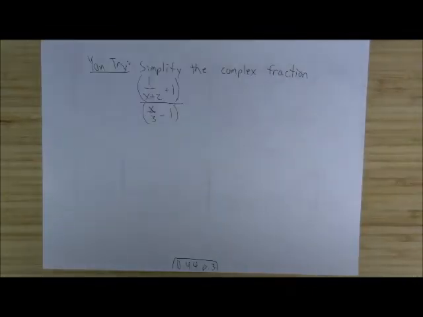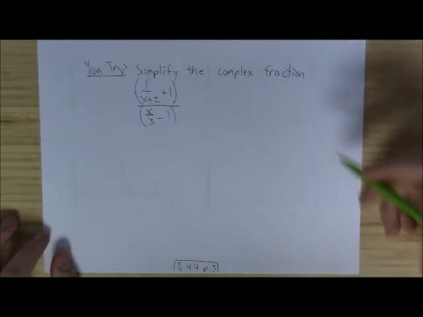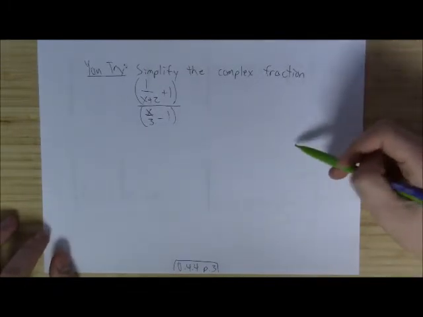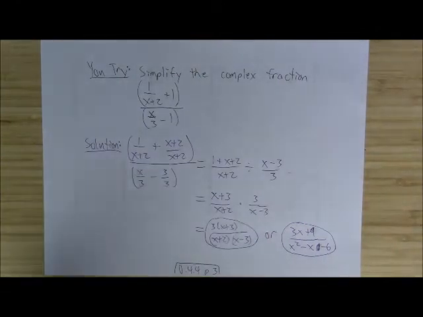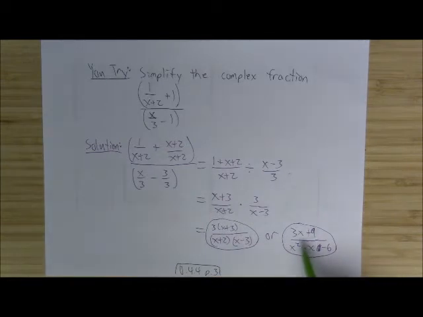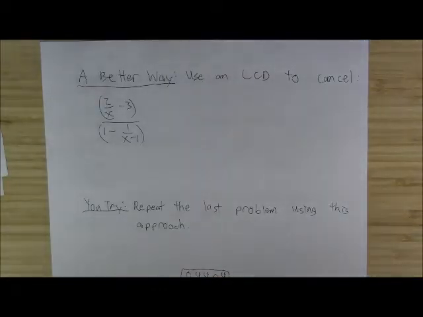And now it's time for you to try an example. So go ahead and simplify the following complex fraction. So I'll make the solution appear on the count of 3. 1, 2, 3. So we see here that, again, I wrote the answer as either in factored form or in the expanded out form. Another way to handle complex fractions, though, is to use the LCD to cancel.